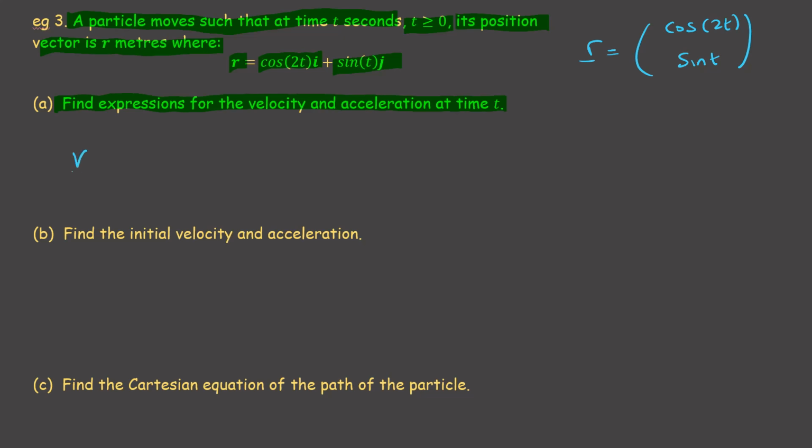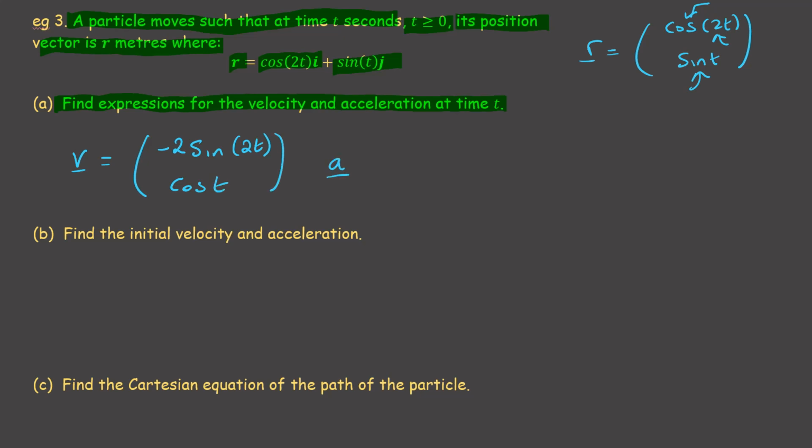So to get velocity, we need to differentiate. If we differentiate the cosine, we get negative sine. So it will be negative sine, the argument would be 2t because that doesn't change, but we have to use the differentiation chain rule, which means the inside function here, 2t, we need to differentiate that to get 2 and multiply by that. If we differentiate sine t, we get cos t.